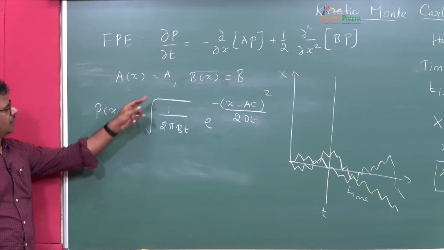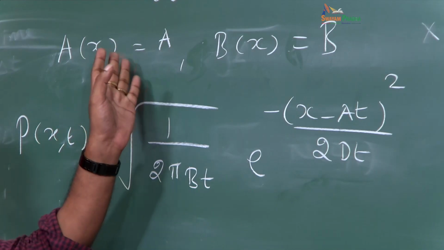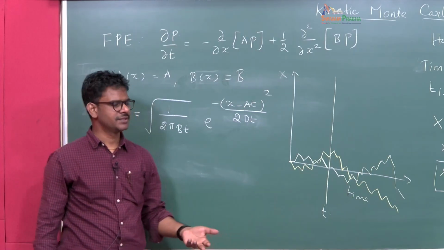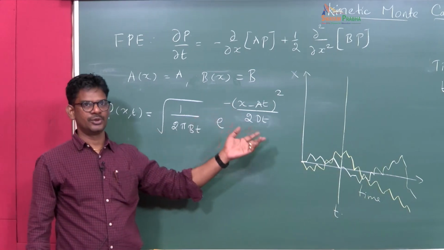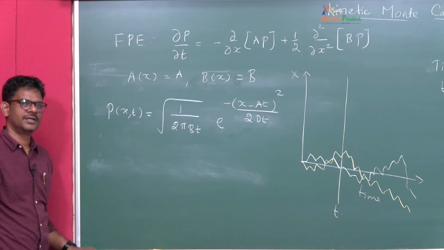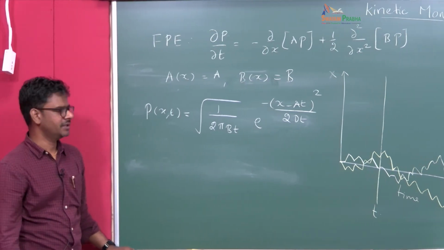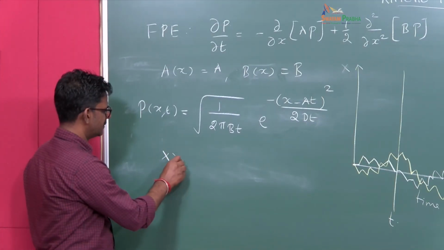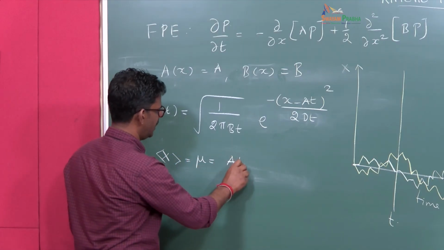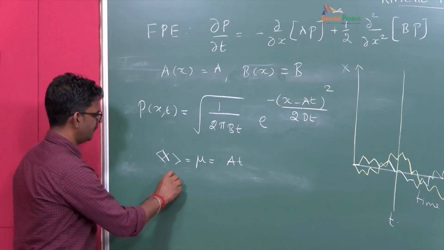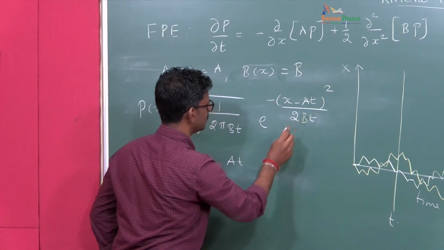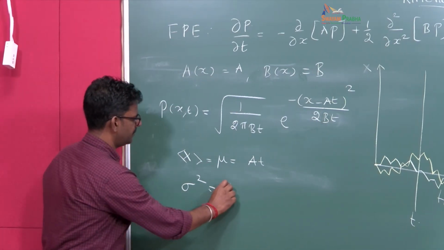So when I look at this combination of the characteristic functions a and b and put it in the Fokker-Planck equation and solve it, I would get an analytical solution for which the position, the random variable, is again a Gaussian random variable with a mean value mu given by at, and the variance, this is b, is simply bt.